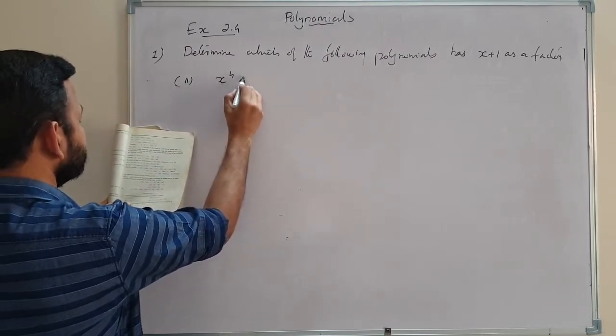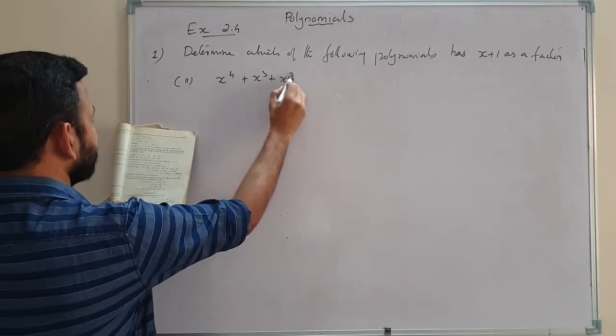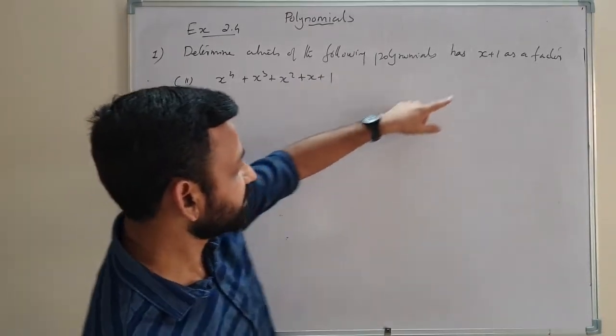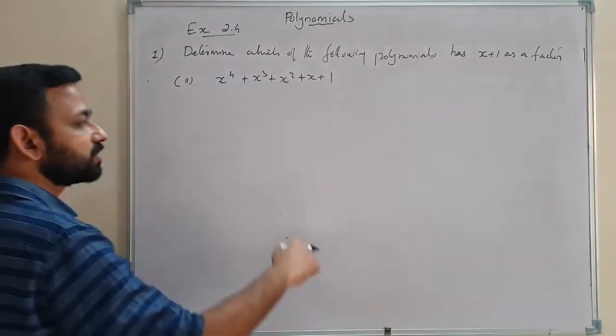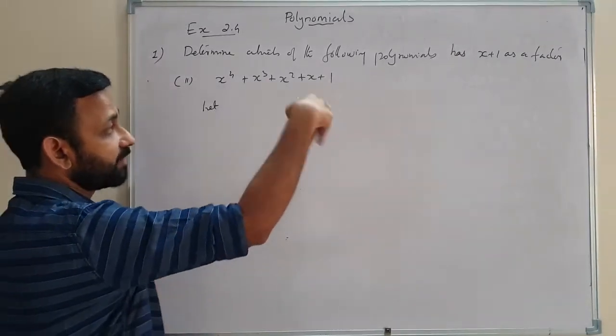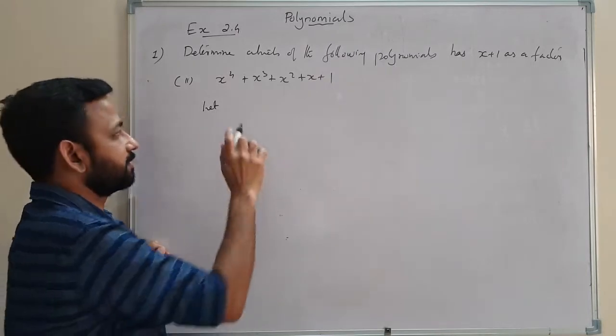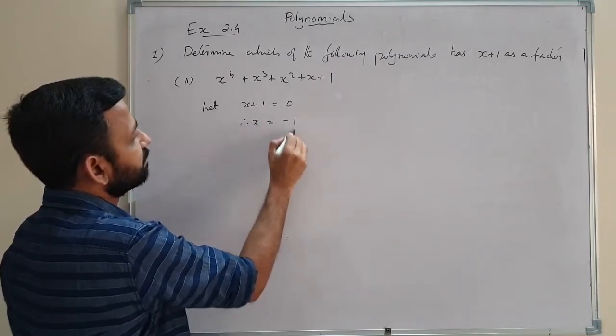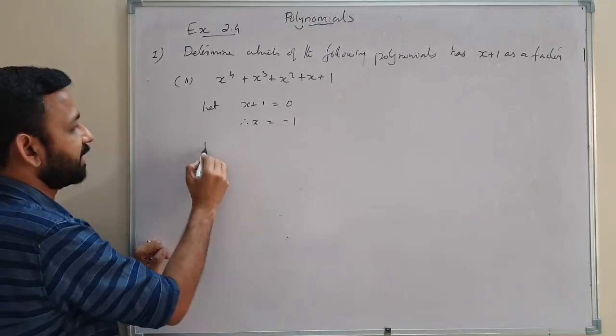x raised to 4 plus x cube plus x square plus x plus 1. We want to check whether x plus 1 is a factor or not. So here also we will find a remainder. Let the divisor equal 0. That is the first step. Let x plus 1 equal 0. Therefore x is equal to minus 1. Then remainder.